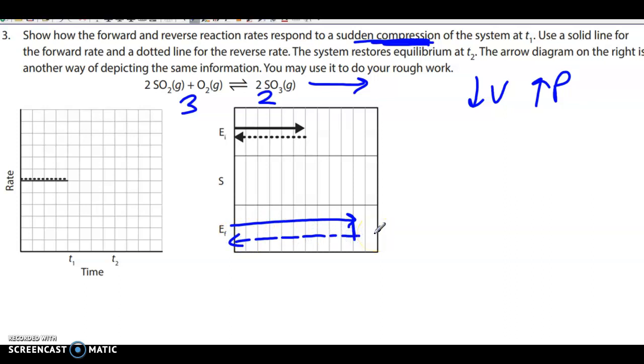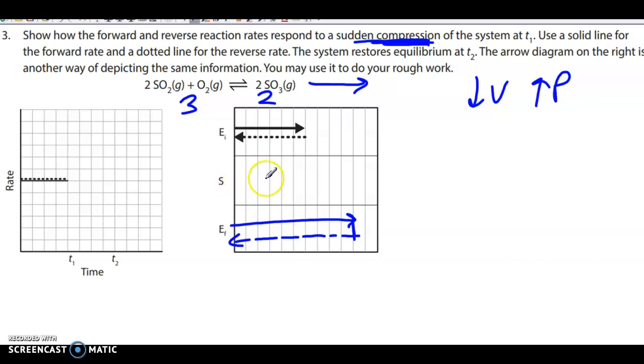Because it's almost like you're increasing the number of particles. I don't want to say concentration, because we're not measuring concentration, we're measuring rate. But if you have more particles there, they're going to find each other more easily because they're in a smaller space together, right? They're just going to collide more, so the rates will naturally go up.